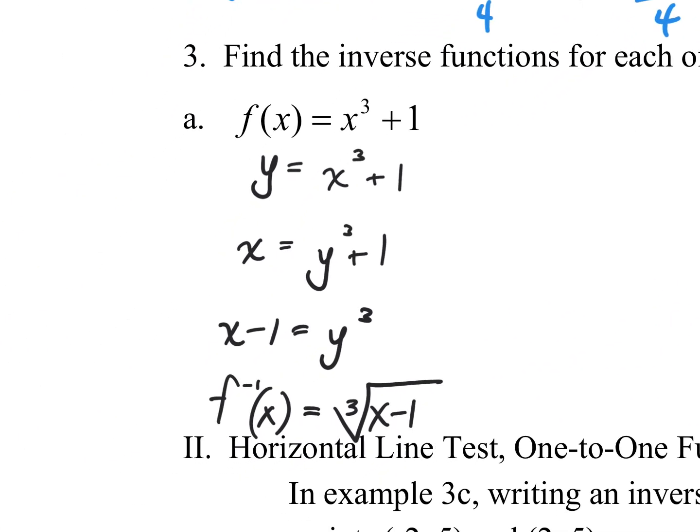Let's find some inverses. We're going to follow that same process from page 1. We're going to rewrite it as a y equals, flip x and y, and solve for y. All the while, I'm using inverse operations to solve, and my result is the cube root of the quantity x minus 1.